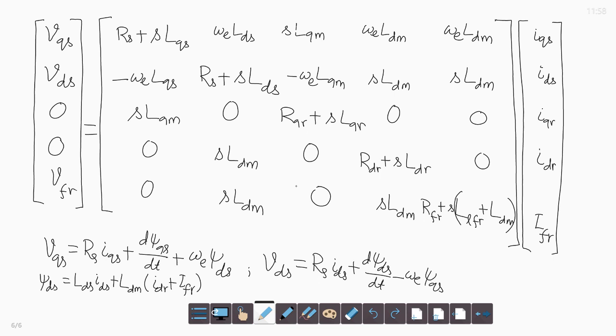So, I think this should be clear, because I have written the voltage expressions and the flux linkage expressions, and these flux linkage expressions when substituted in voltage equations, you get this electrical model in matrix form. Along the q axis we have a stator winding and rotor winding that corresponds to the damper winding, and along the d axis we have the stator winding, damper winding, that is the rotor winding, and also the field winding, 3 windings. So, these are the equations.